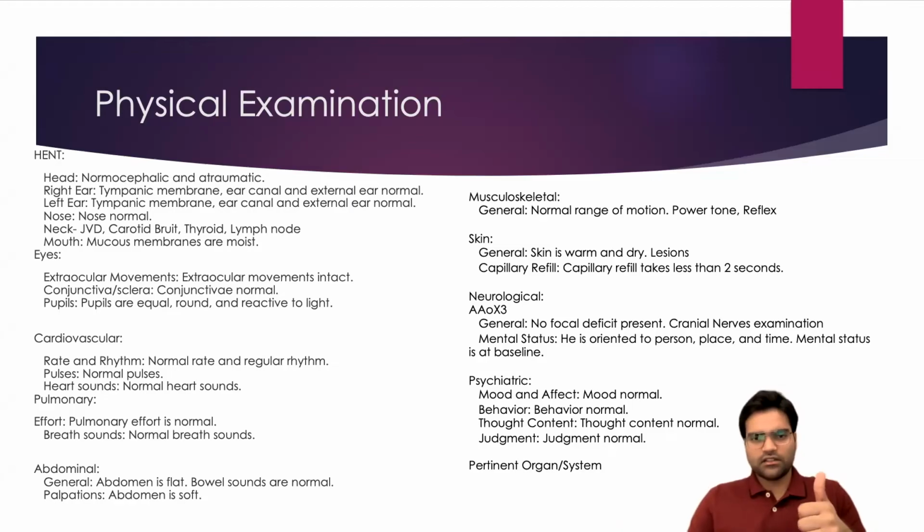Then neurological examination, like if the patient is alert, oriented to time, place, and person. Time means he can tell you the present date and also the time. Place, so you can usually ask, can you tell me where you are right now? And if the patient says, I am at my home, that means he's not oriented to place. And then comes the person.